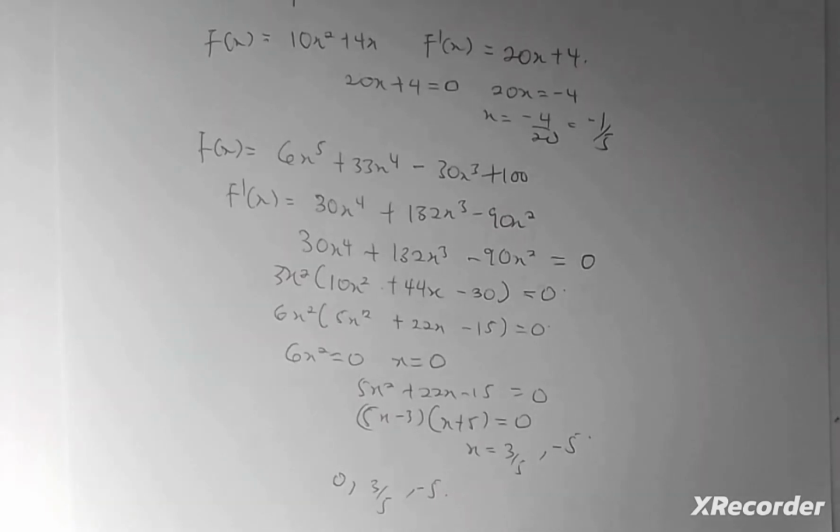This is how we find critical values when a function is given. I said critical values are also called stationary points or turning points, any way you call it, just that the gradient at that point is 0.